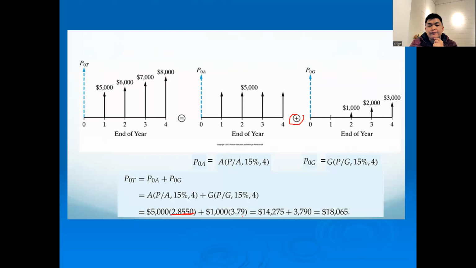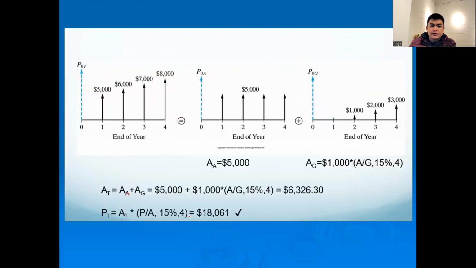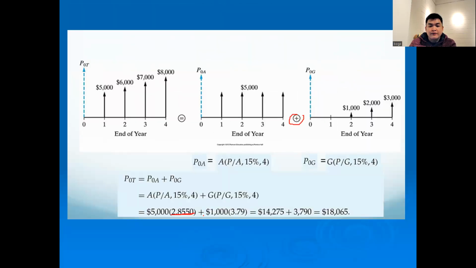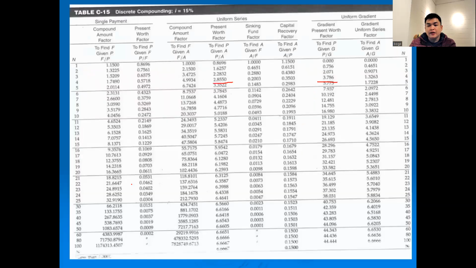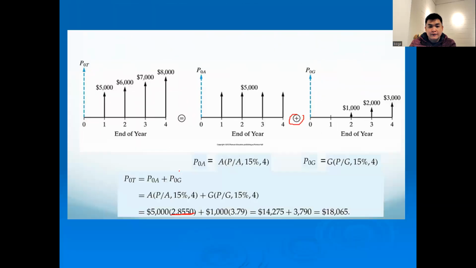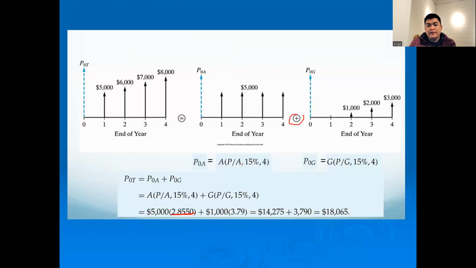0.2855. Ayun, no? Tama, di ba? And ito rin yung kanina. Okay, 0.379. So, solving further, we will have the following. P given, pero tapos na ba? We only get P total. No, gagamitin natin yan for us to find the final. The question is, annuities. Annuities are the amount of annual payments to be made.